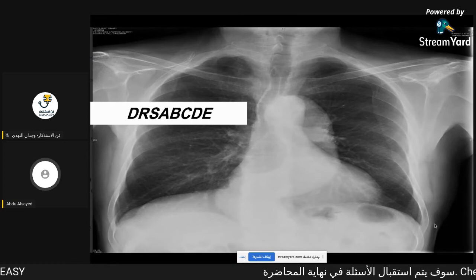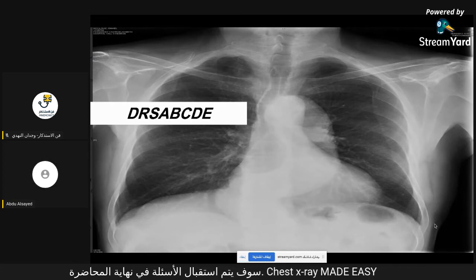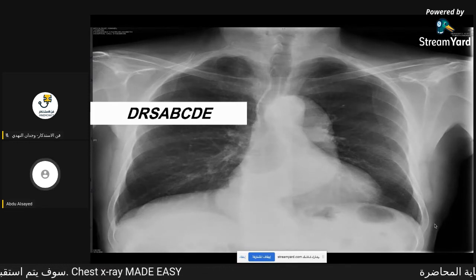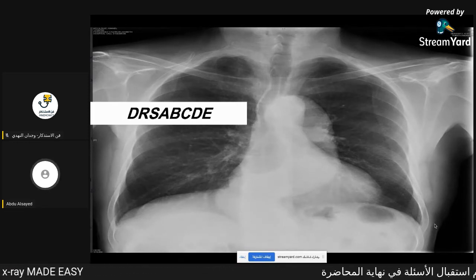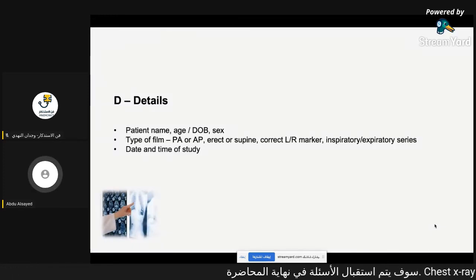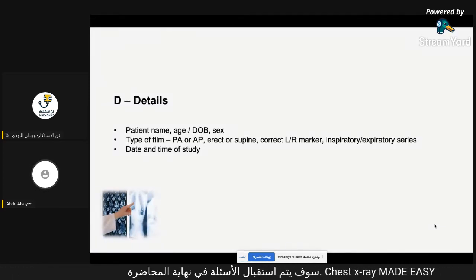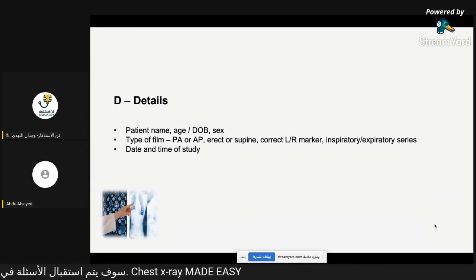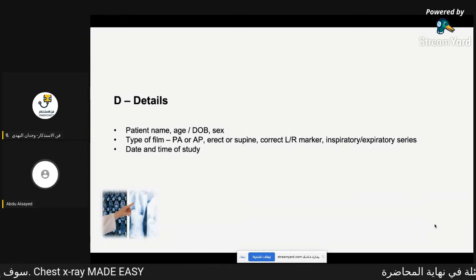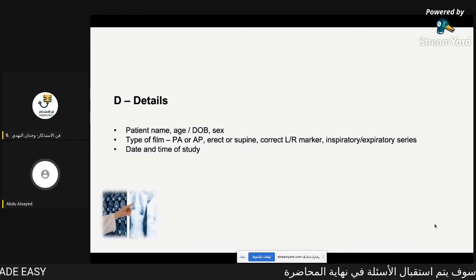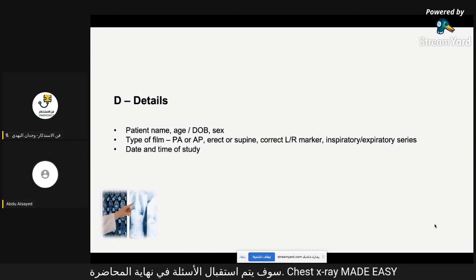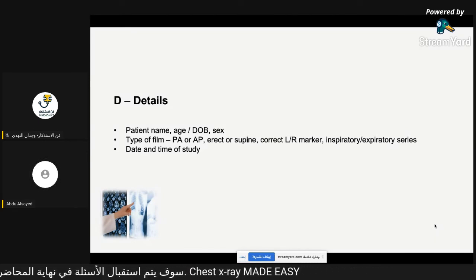The mnemonic starts with D. D stands for details. Always when we look at an X-ray, make sure it's the right patient and not another patient. Please check the patient name, patient age, date of birth, and sex of the patient. And we can see if this is the PA view or AP view, erect or supine or whatever you have. Date and the time of study. Why would I mention that?